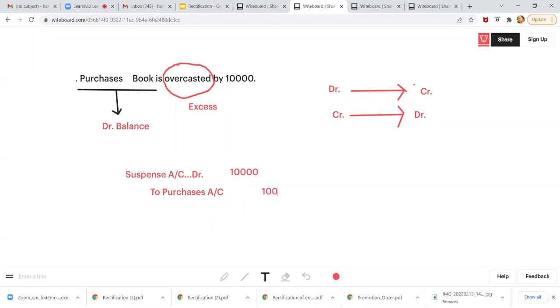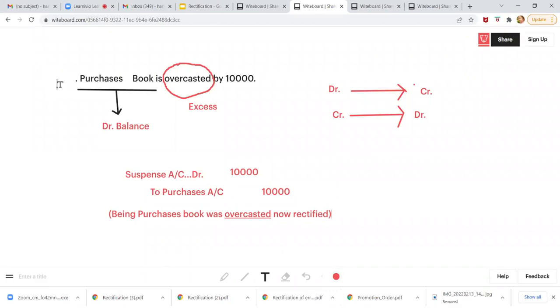So we will pass the rectifying journal entry as suspense account debit to purchases account credit, right? And this we have to prepare in rectifying journal entry format, in journal format. So here we will write the narration. As we have to write narration, it is mandatory. So here: being purchases book was overcasted, now rectified. So this is the entry.